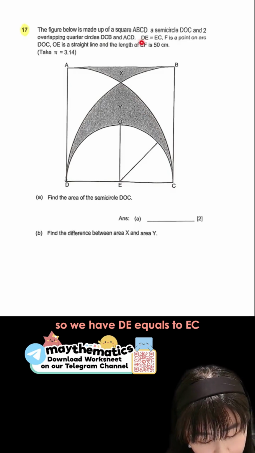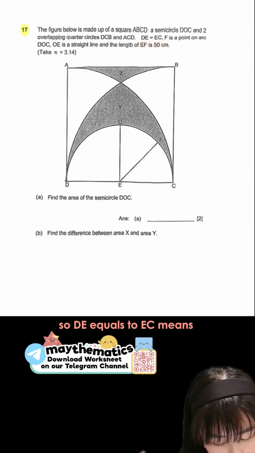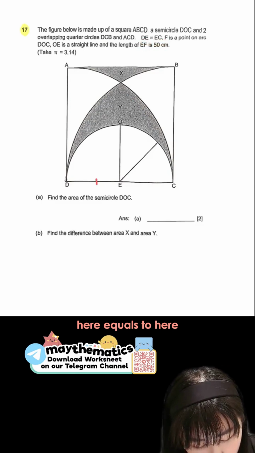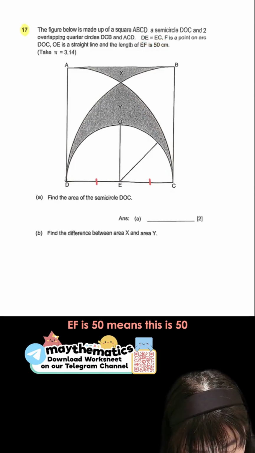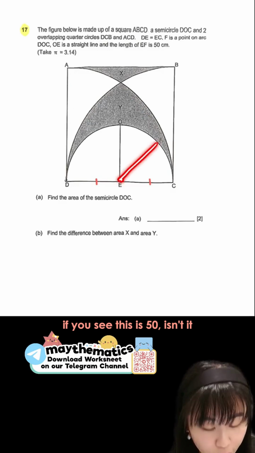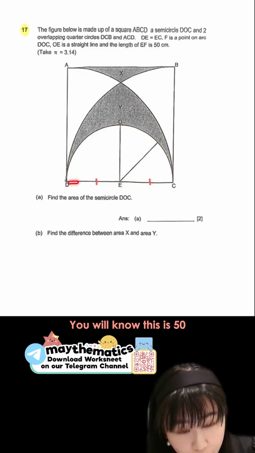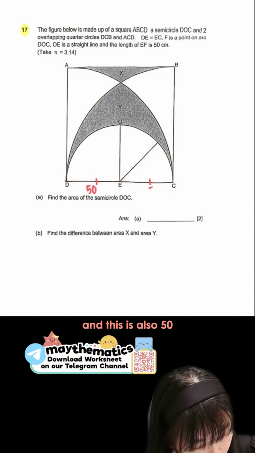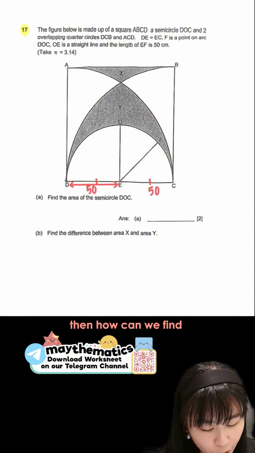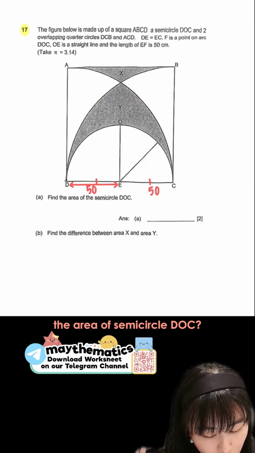We have DE equals to EC, which means here equals to here, right? EF is 50, which means this is 50. If you see this is 50, isn't it the radius of the semicircle? You will know this is 50 and this is also 50. Then how can we find the area of semicircle DOC?